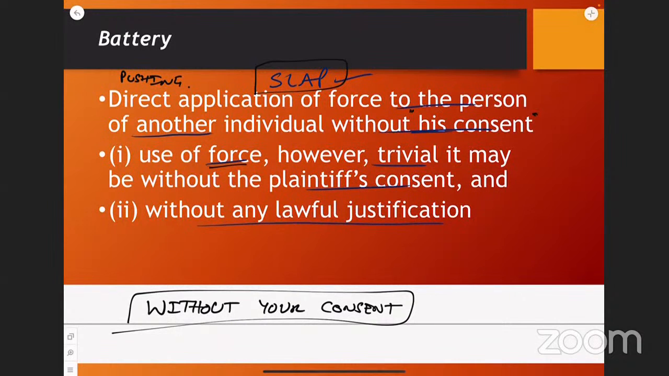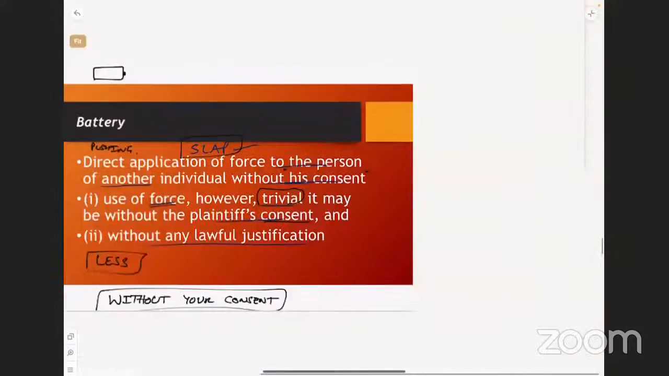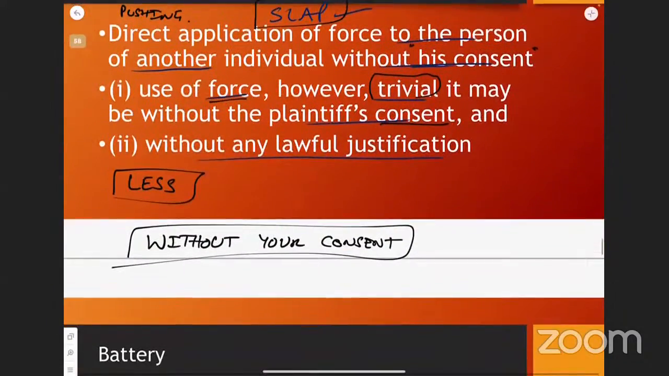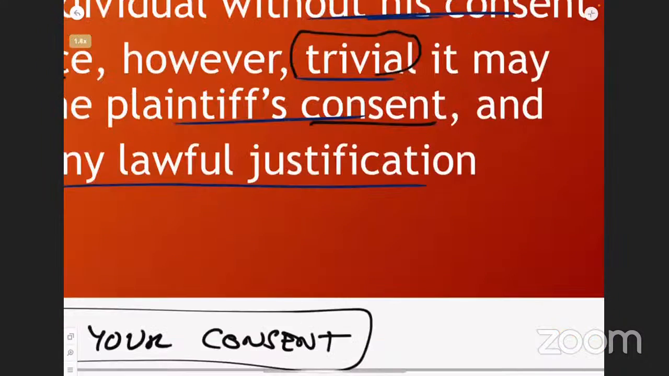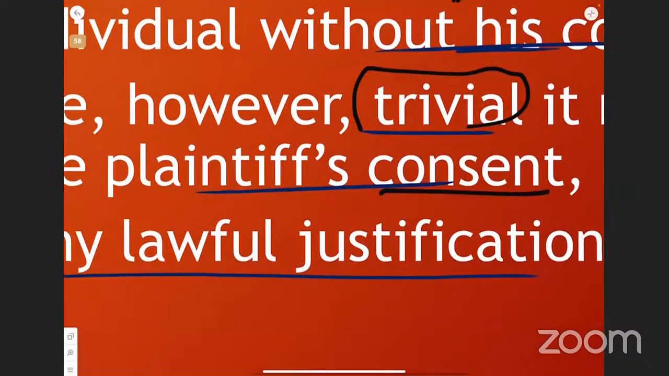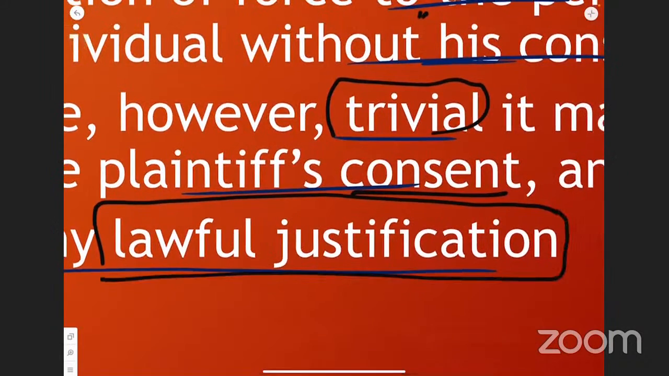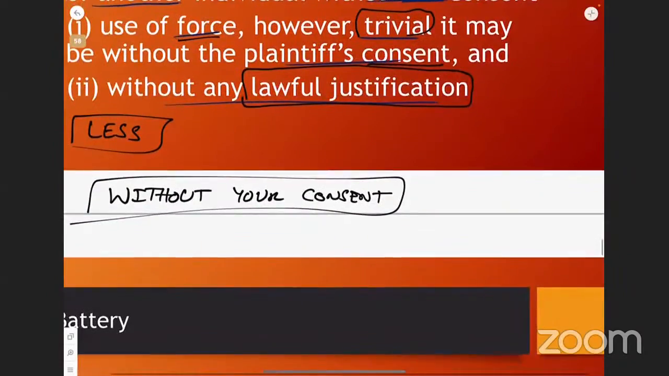So, it could be use of force. The use of force can be trivial. Trivial means less. Use of force, however trivial, without consent. The most important is without the consent. I'm going to push you without asking you, then it is a tort relating to battery. Without lawful justification, you did not do anything. You did not do anything, but still I pushed you. How is it going to be? Without any lawful justification. So that is not allowed.